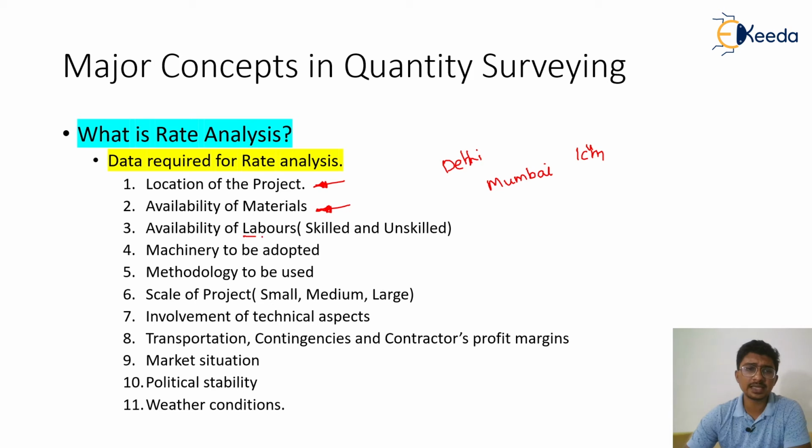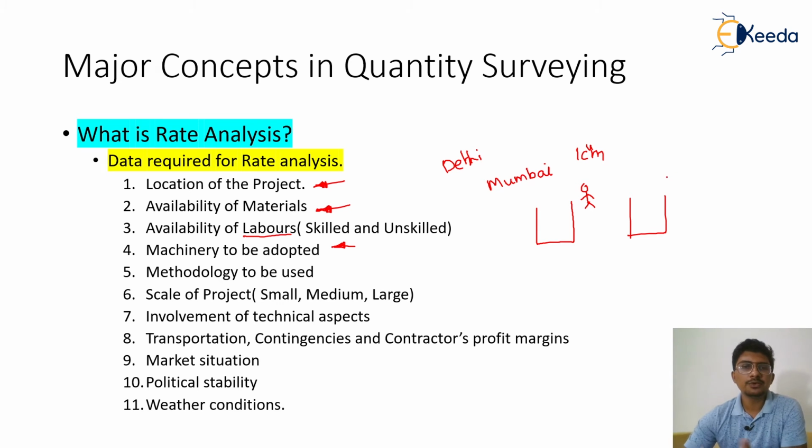Then the same is with the labor. If my project is nearby cities or towns, the labor will be easily available. If it is far, the availability of labor will be much more difficult, and I have to make houses for the laborers and labor colonies inside the project itself. Then the machinery adopted: what types of machinery am I going to use? Because for rate analysis, take the example of excavation: you can do the excavation manually with manpower, and the excavation can also be done with the help of machineries, right?